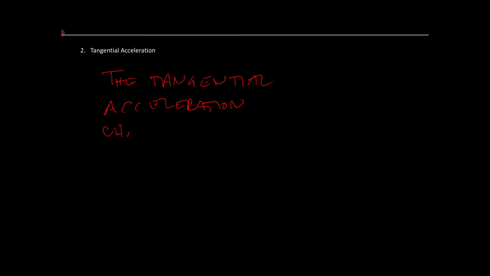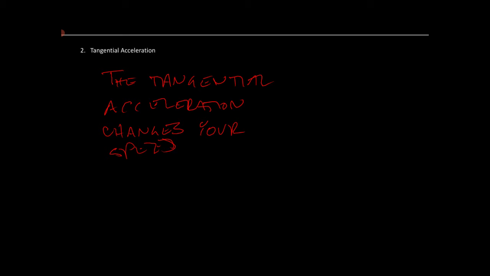All right, so we want to look at the tangential acceleration now. The tangential acceleration is just the acceleration along your path. That is how fast you're going, right? So the tangential acceleration changes your speed. Okay, so you're moving along this circular path, but your speed is still changing.